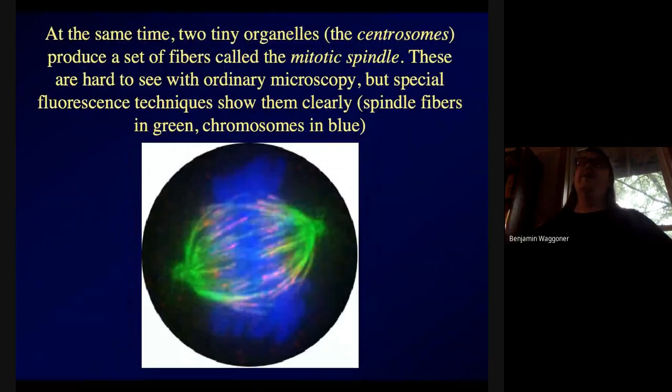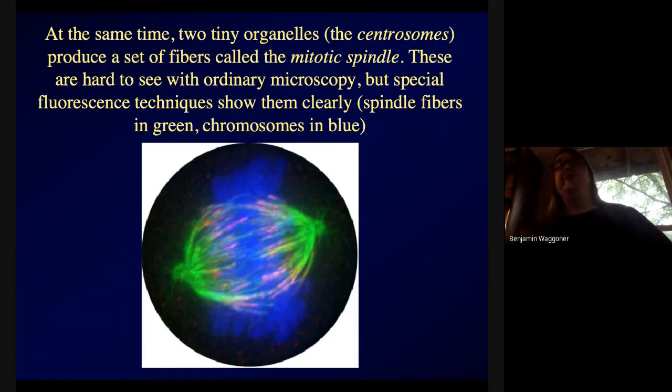And while this is happening, we now know that there are two tiny little organelles called centrosomes that produce a set of microscopic fibers inside the cell. The fibers are called spindle fibers, and the structure is called the mitotic spindle. They're hard to see, not impossible, but tricky with ordinary microscopy.